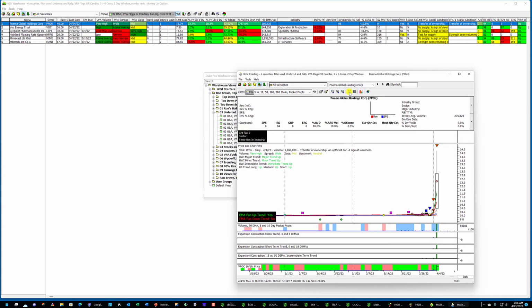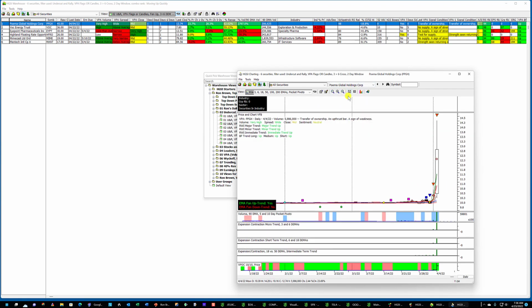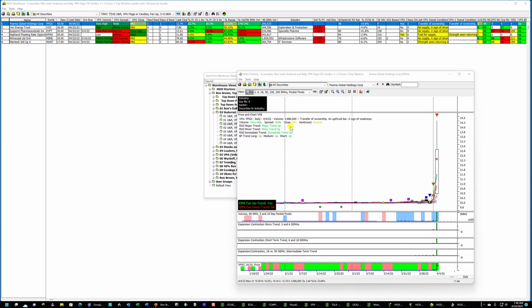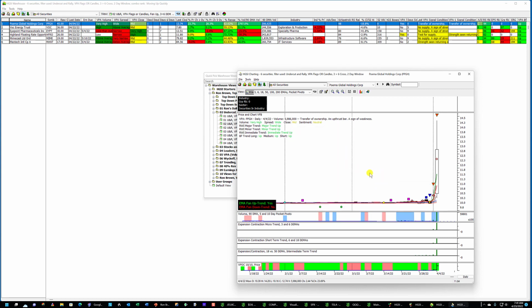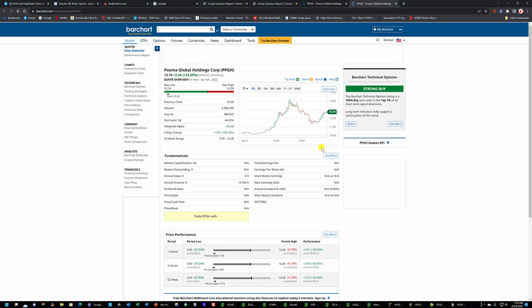Well, see, there's no information on this. It's a pretty new stock. I want to try to get some more information on it. I'm going to right mouse click and get more info from the web. I have pre-selected bar chart. That's where we get data from HGSI. All of these news services are available. I'll just bring up a bar chart.